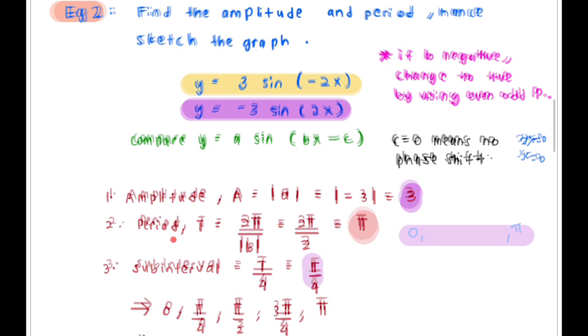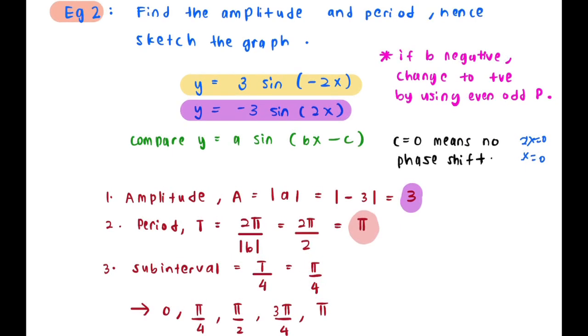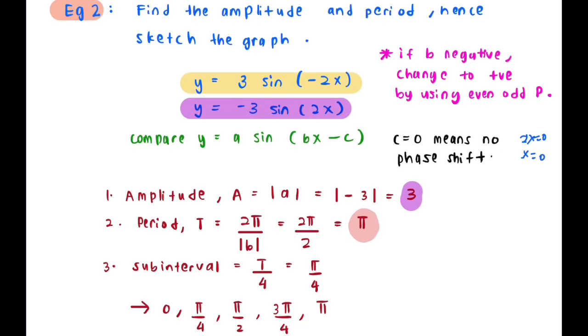Now let's see the period T. So period T is equal to 2 pi over modulus b. So 2 pi over 2. So the period is pi. Since we don't have phase shift, we know that our graph will start at 0 and end at pi later on. So this is the structure of the x-coordinate of the graph. Next, let's see the subinterval. This will make our job of graphing easier.